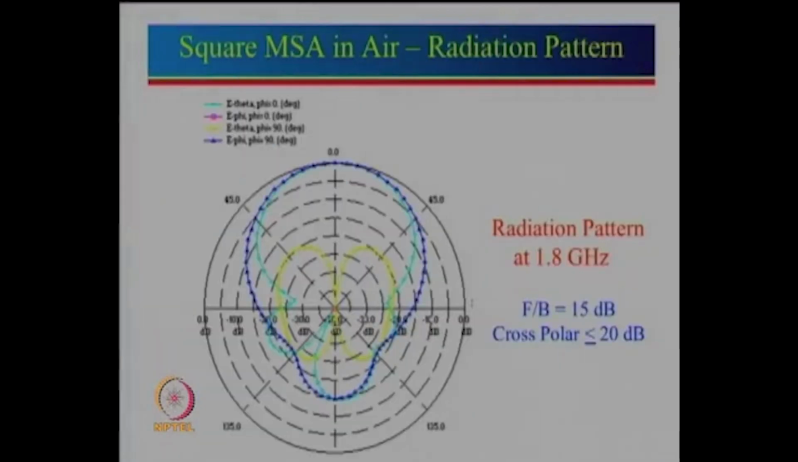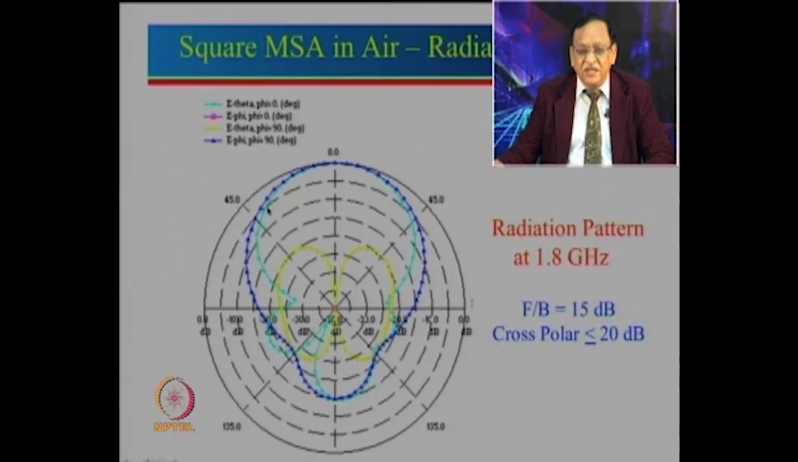So, now let us just see the radiation pattern. We have done the simulation. This is the radiation pattern at 1.8 gigahertz, and one can see that there are E plane and H plane. This is the E plane pattern and this is the H plane pattern. We know that H plane pattern will tend towards 0. This is 0 dB, minus 10, minus 20, minus 30. So, you can see that it is less than minus 25 dB.